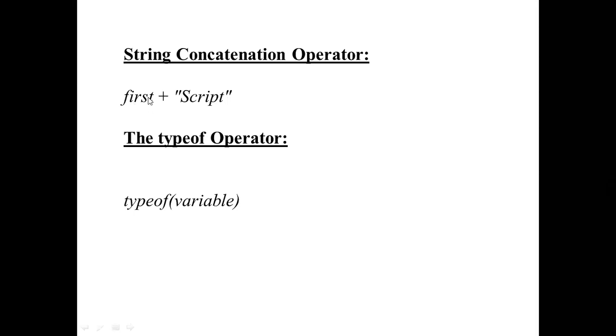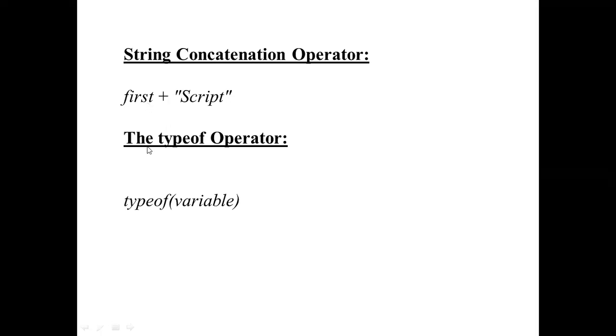Here the first variable holds the string value Java, first equal to Java. Then the result of this expression is JavaScript. Is it clear? String concatenation operator: two strings can be concatenated using the plus.